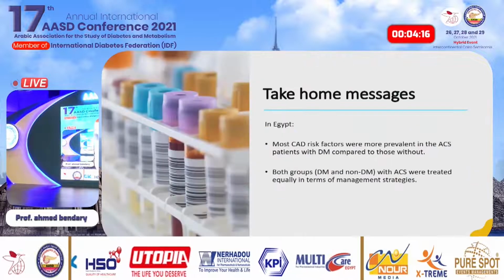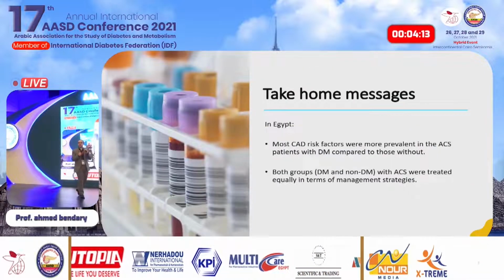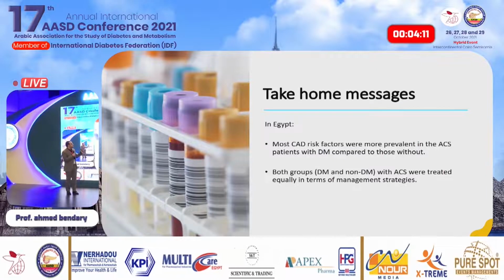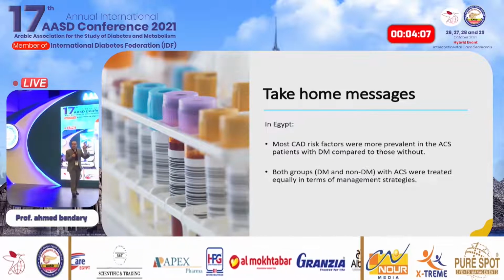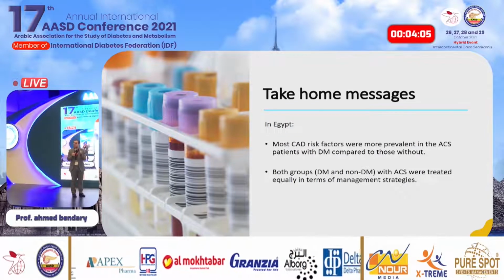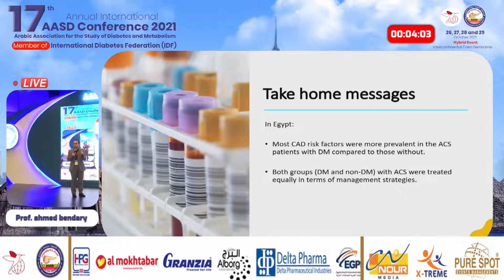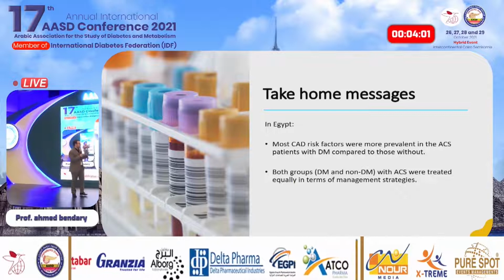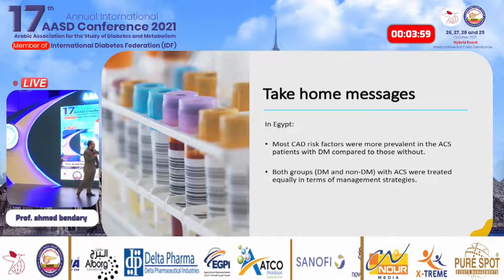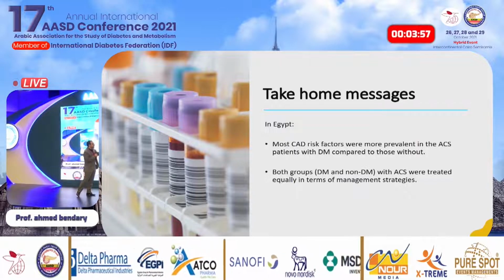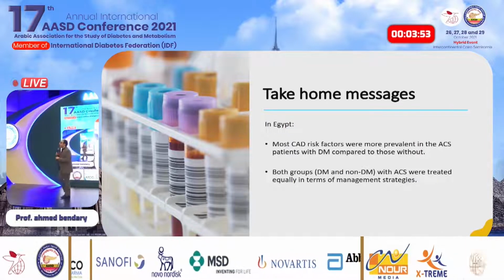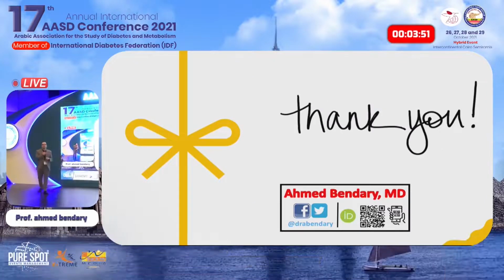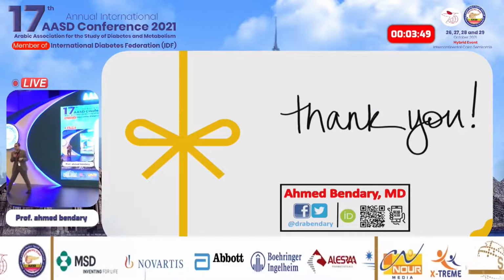My final take-home messages, for the sake of time, we can say that in Egypt, most coronary artery disease risk factors are more prevalent in diabetic patients with ACS compared to non-diabetics, except smoking. But the good news is that both groups, whether diabetics or non-diabetics, are treated equally in terms of management strategies. I'm grateful that you listened, and the floor is very open for any question.